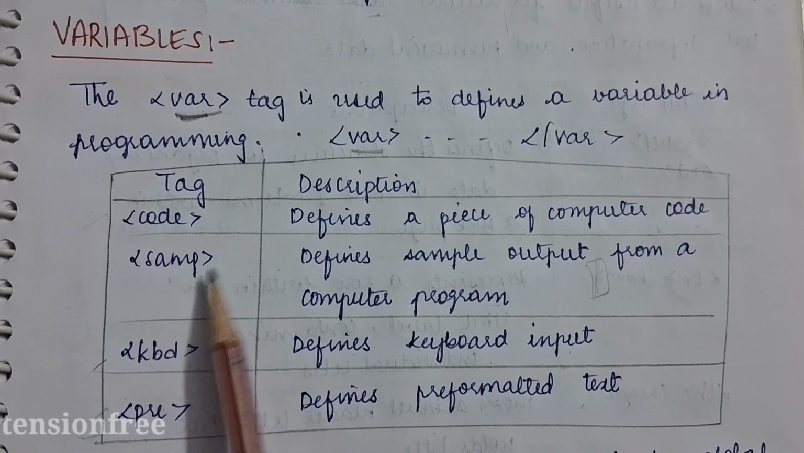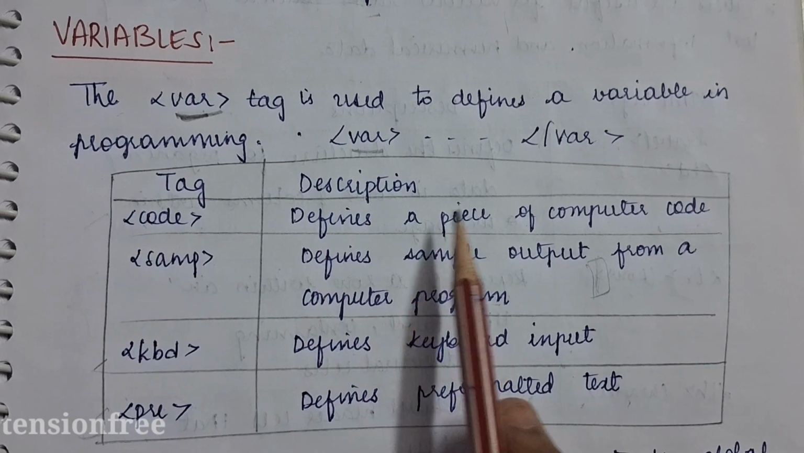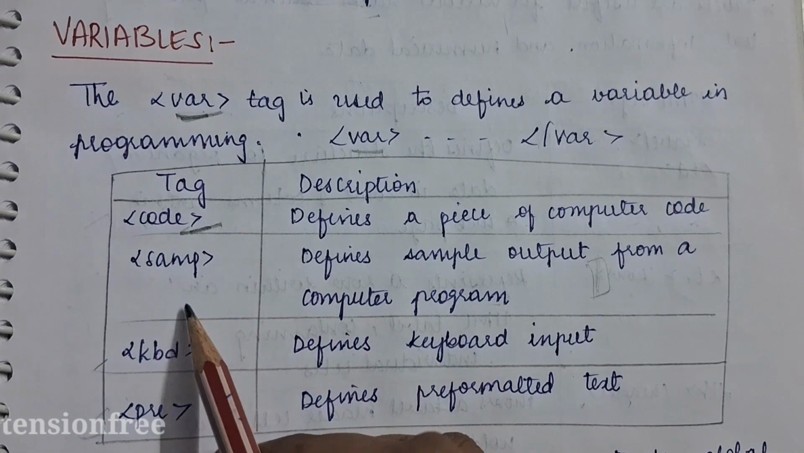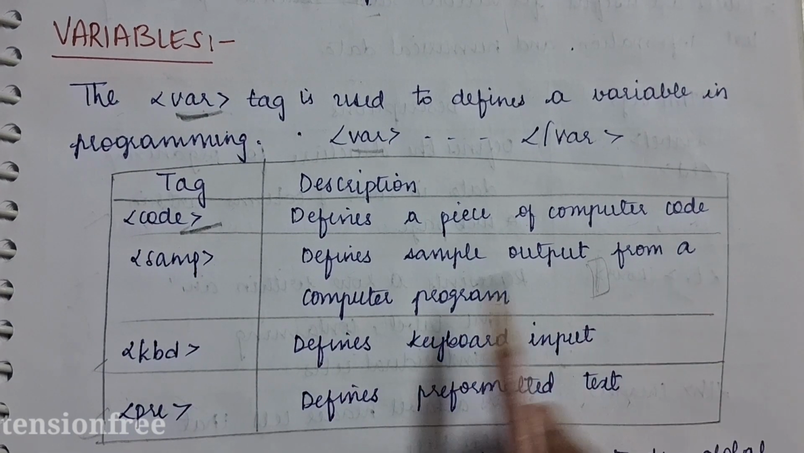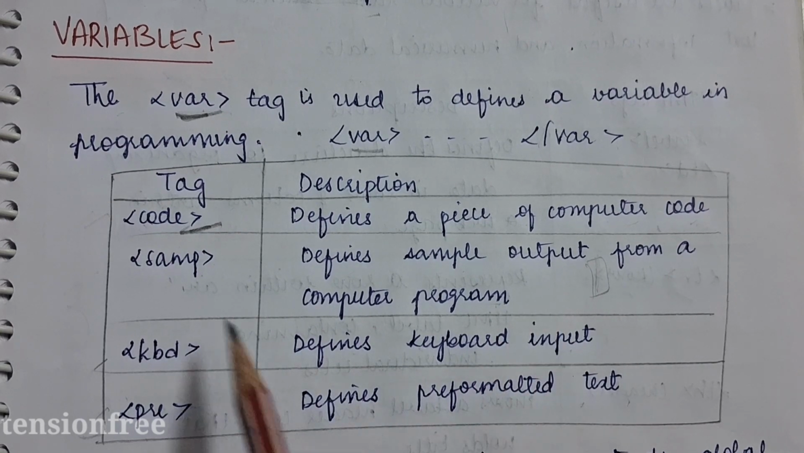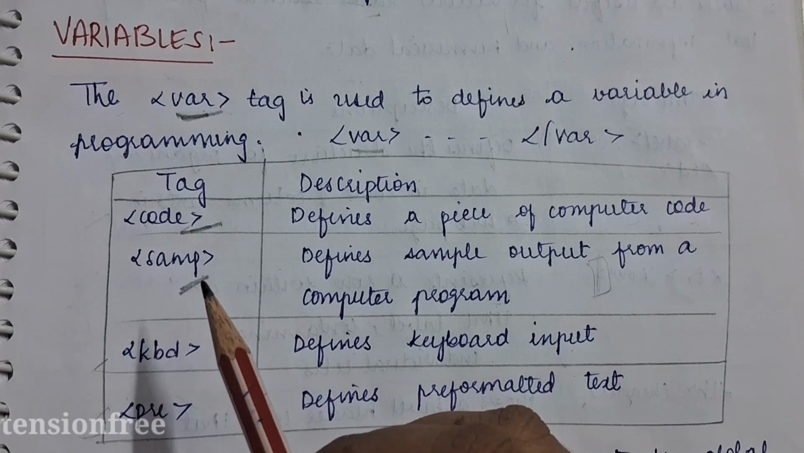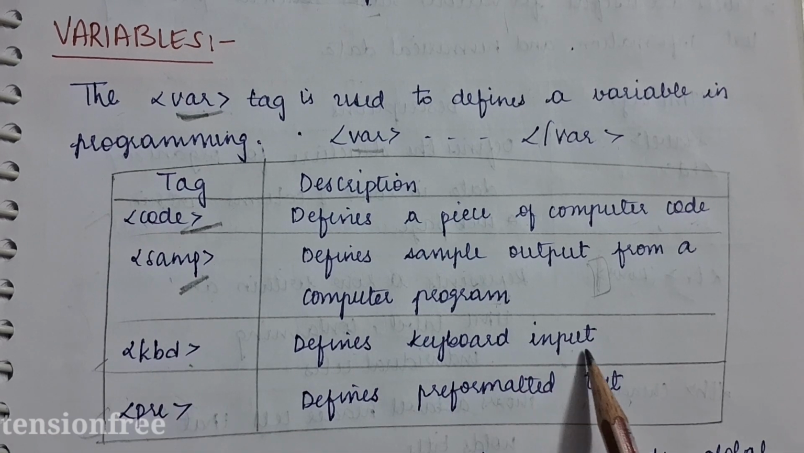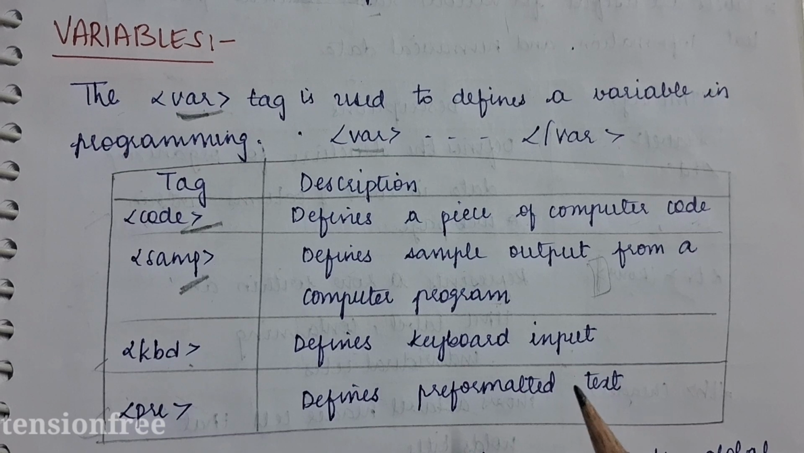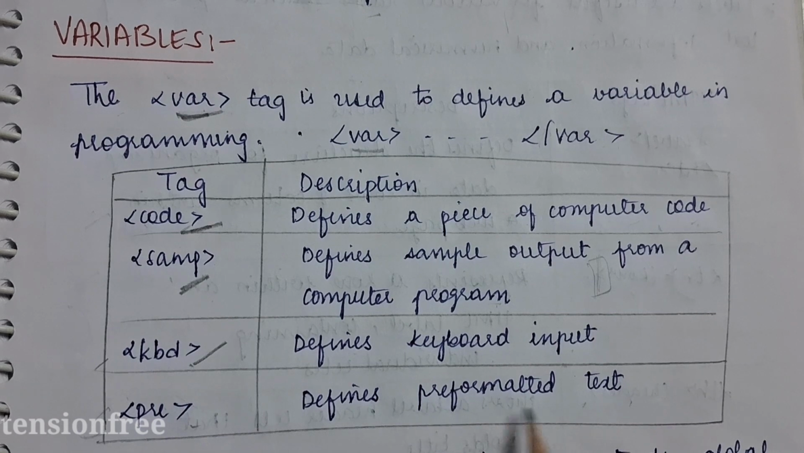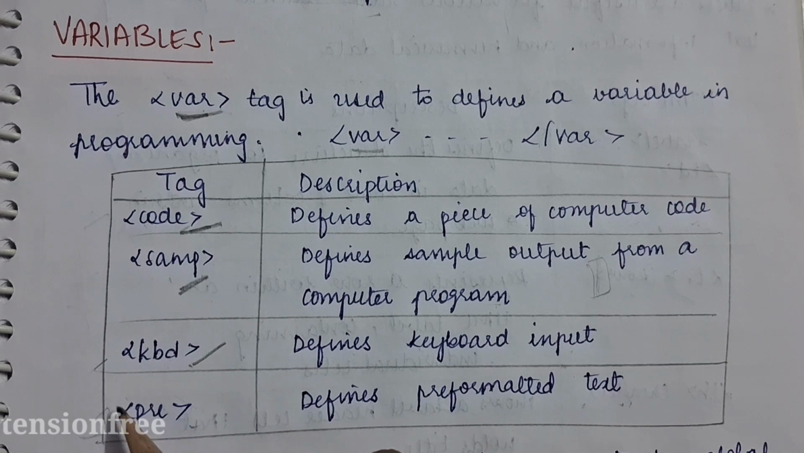Okay, there are some tags and descriptions. Look at them. Code defines a piece of computer code. We use code to define some code of a computer. Next, samp means define the sample output of a computer program. After writing a program, if you want the sample output, we use samp so that we get a sample output of the computer program. Next thing is kbd, that means keyboard input. To display the keyboard input, we write a tag called kbd. Next, pre, that means preformatted text. To display the preformatted text, we use a tag called pre.